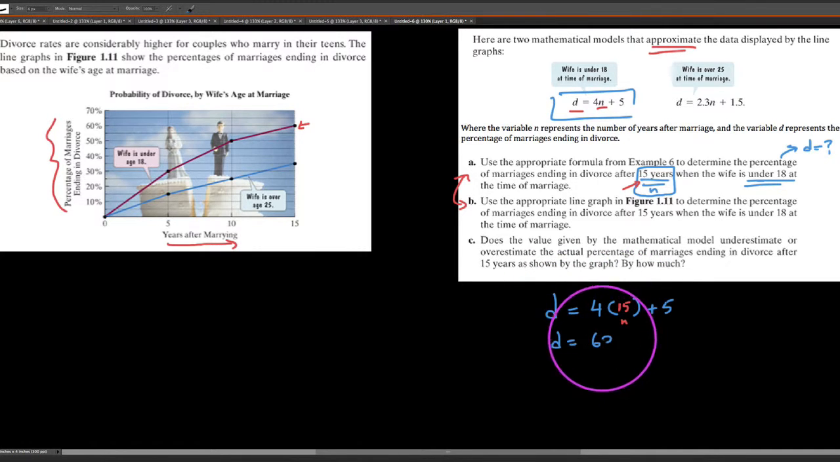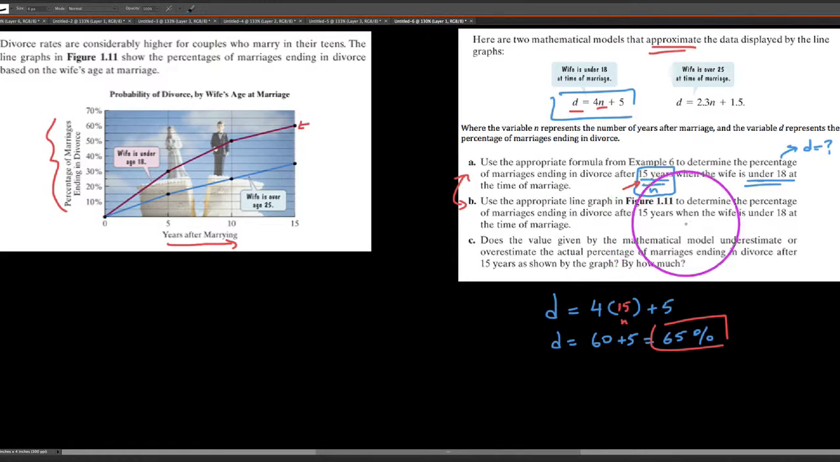We say 4 times 15 is really 60, plus 5 more. We would say 65%, okay? 65% of those people who were under 18 when they married and have been married for 15 years, 65% of those people will be divorced, okay? So according to our model, this is what we get here.